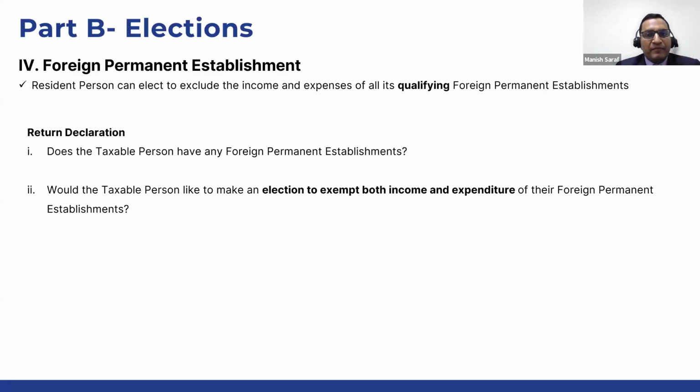So what does this qualifying mean? That branch should be paying a tax rate more than or equivalent to what is being paid in UAE. So 9% is the tax rate in UAE. And if in Singapore or in any other country, the branch has a tax rate of at least 9% or more, then it becomes qualifying because the same rate is being paid in other jurisdictions as well.